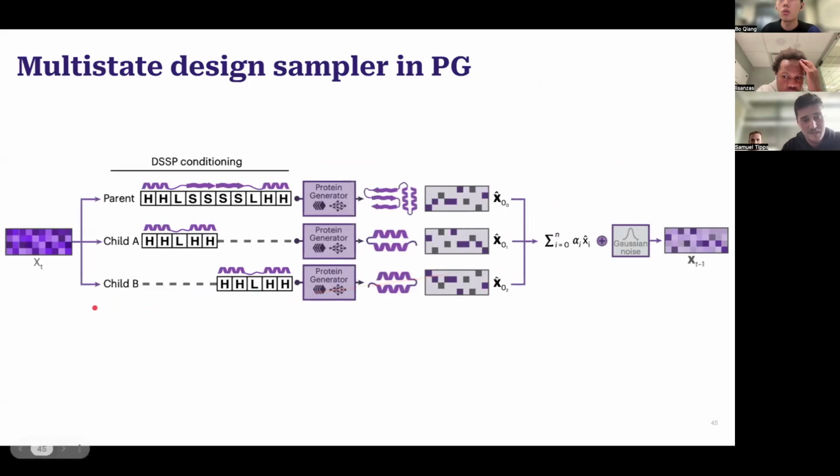And so the way that we actually implemented this into ProteinGenerator is at some XT, you're providing the model again with these three different secondary structure conditioning strings, as well as three continuous sequence representations for each of these three states. You're getting a predicted structure out from ProteinGenerator for all three of these states, and then we average the model logits across all three states to converge on one single sequence that's predicted with high confidence to adopt all three of these target folds.